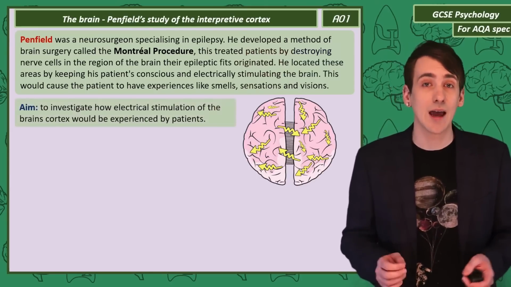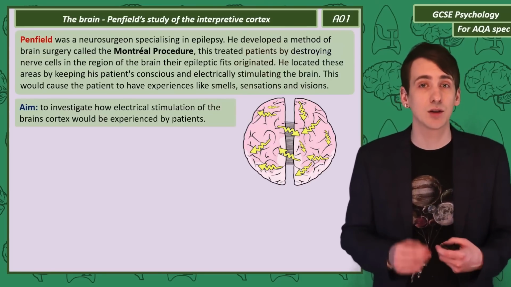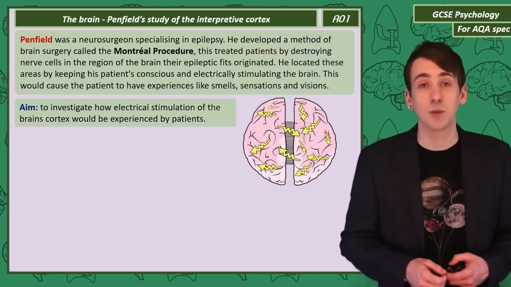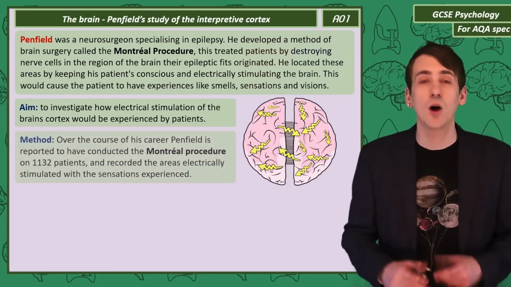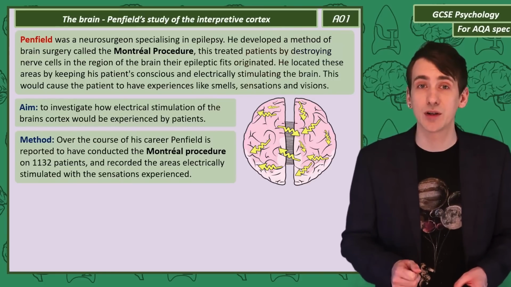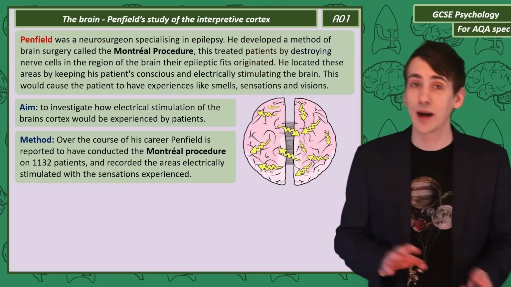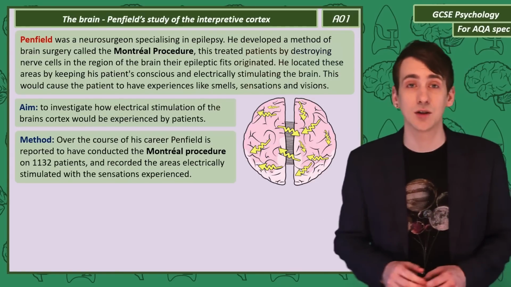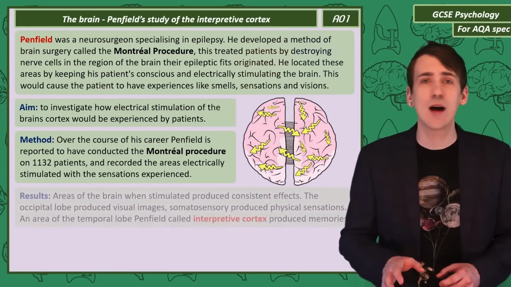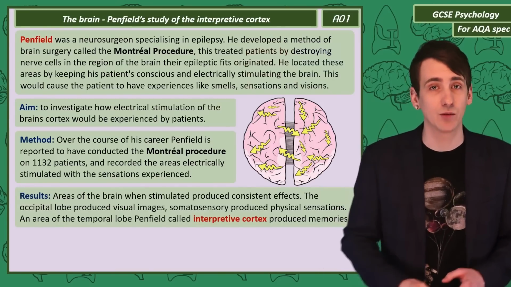So we can say that the aim of Penfield's multi-year study was to investigate how the electrical stimulation of the brain's cortex would be experienced by patients. Over the course of Penfield's long career, he was recorded as conducting the Montreal procedure on 1,132 patients, recording the locations he stimulated with the sensations experienced. He found that stimulating the same areas of the brain in different people produced consistent results.